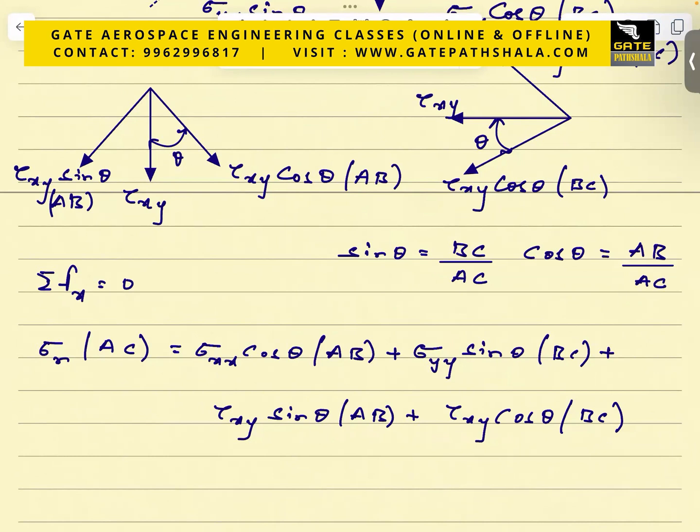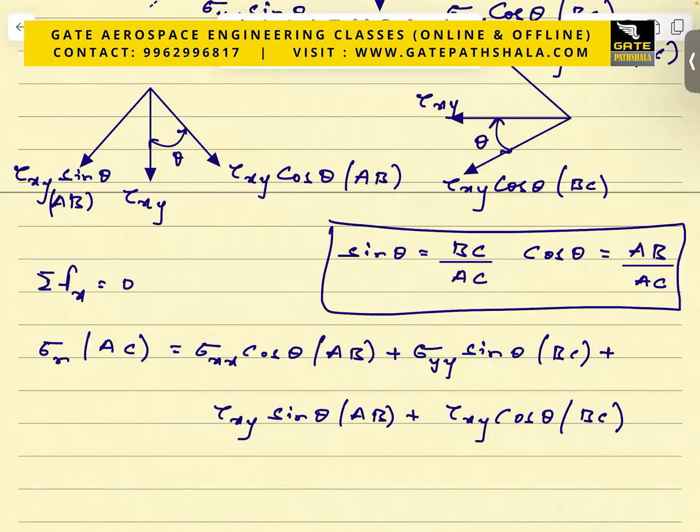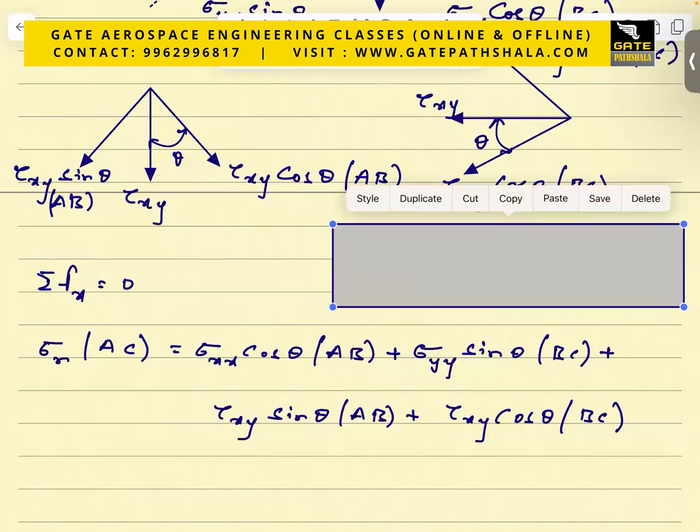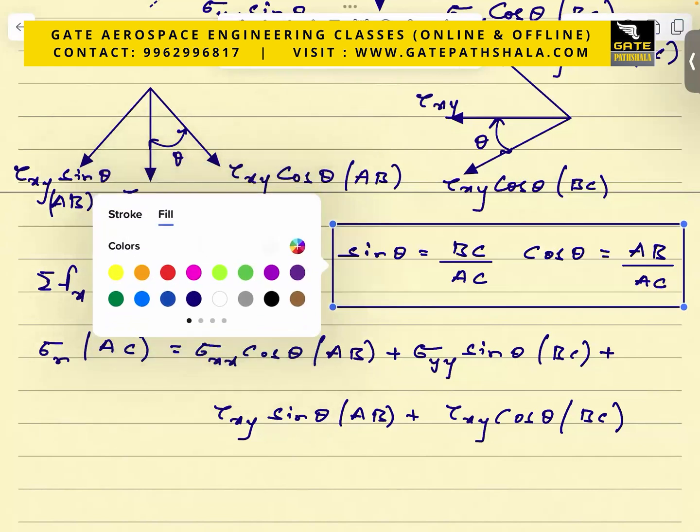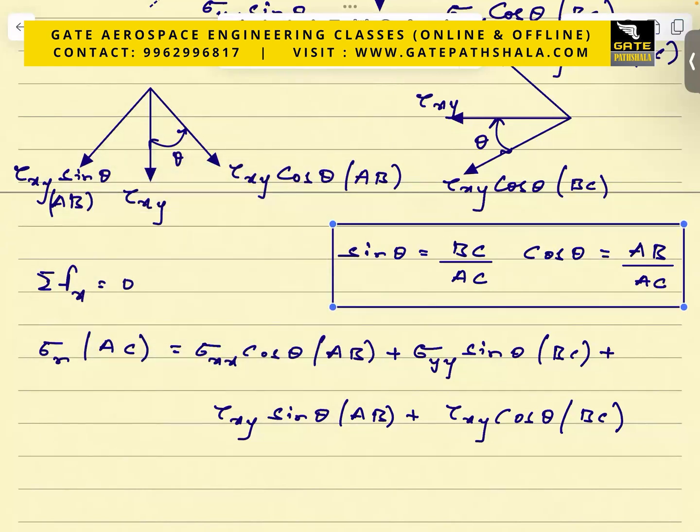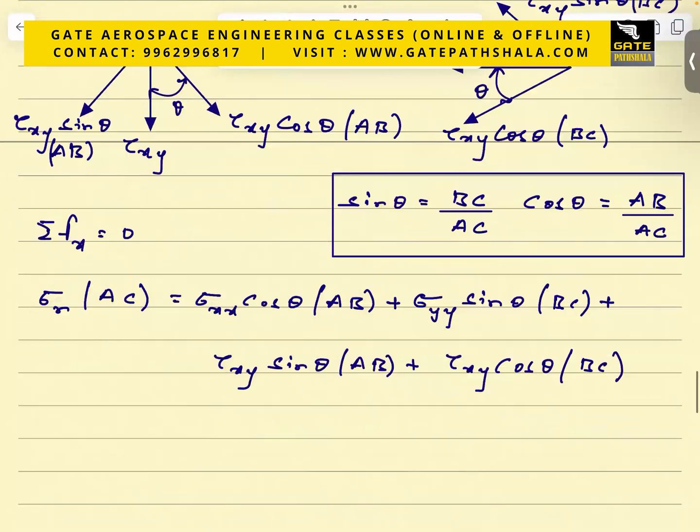The shear forces will be negative, right? It is in the opposite direction. That's why I'm writing equal to. So if you write on the LHS side, it will be negative. If you write it on the RHS part, it will be positive, right? Correct. So from the triangle, I can write these two: sin theta is equal to BC by AC and cos theta is equal to AB by AC.